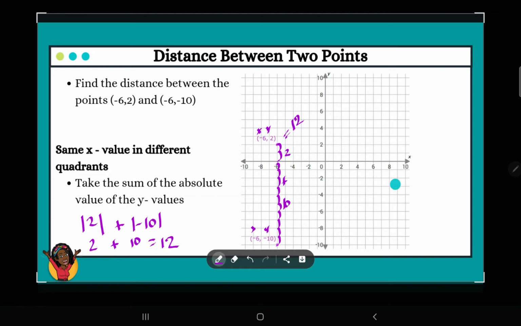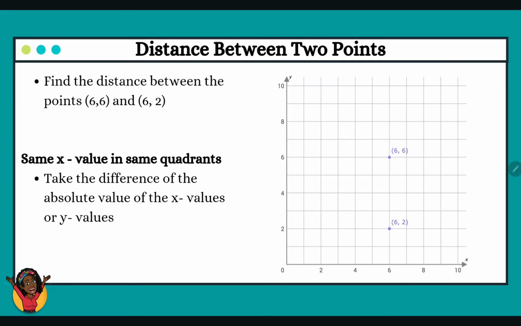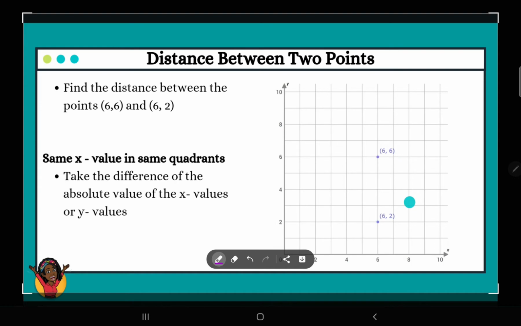Now, this is when I have different quadrants, I'm going to be adding them. When they happen to be in the same quadrant, I'm going to subtract. So here's an example where I have both points in the same quadrant, (6, 2), (6, 6). Find the distance between the points (6, 6) and (6, 2). So I can count those spaces, 1, 2, 3, 4.